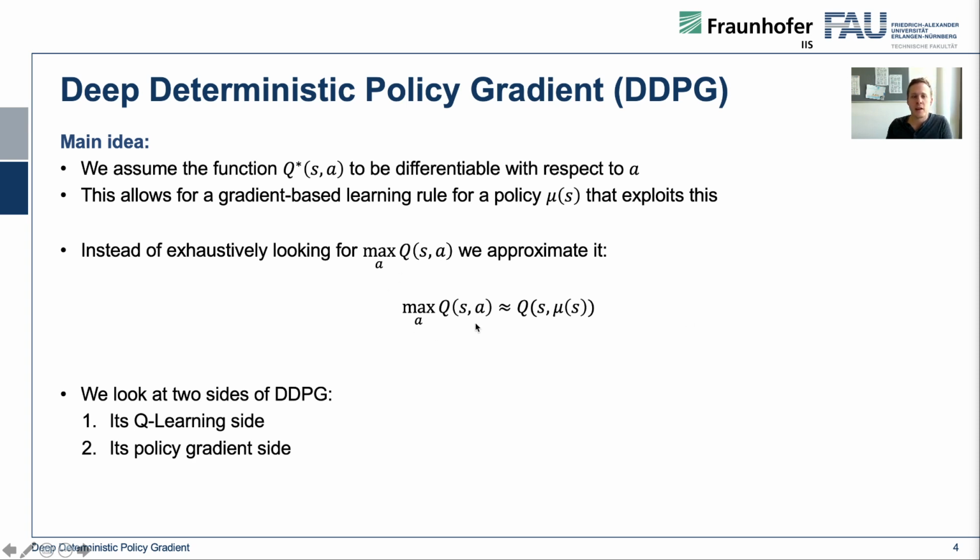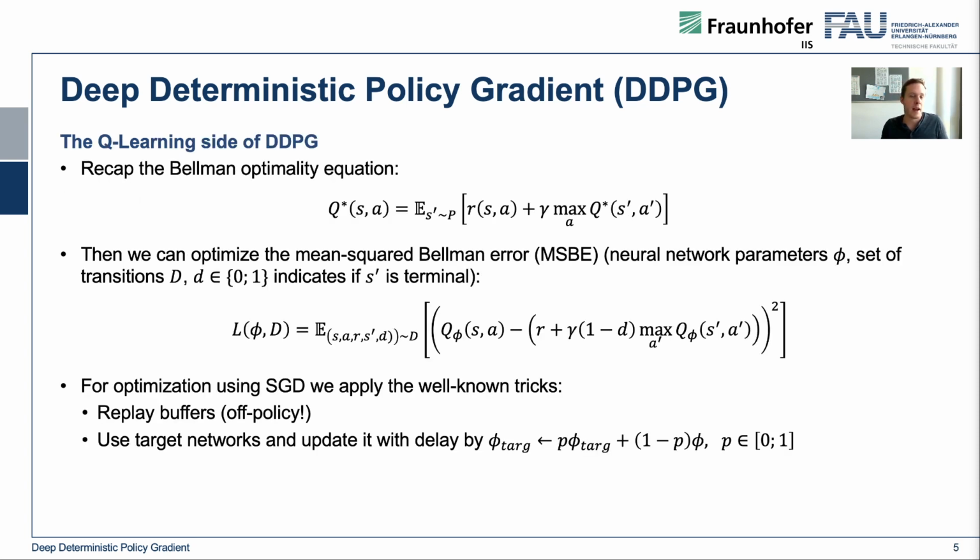So we can just say that we find a function approximator that approximates this function. And if we formulate the problem like this, we just need to look at two sides of DDPG. The first side is the Q-learning side, and the second side is the policy gradient side. So let's look at the Q-learning side of DDPG first.